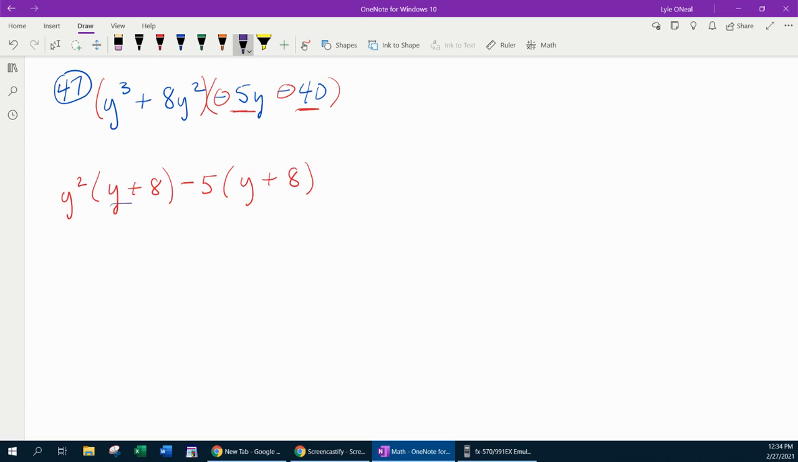It is also critical to notice that the stuff in the parentheses does match. If you are doing factor by grouping and the stuff in the parentheses doesn't match, you either A, screwed it up, or B, it won't factor by grouping. So the next step, no, we're not done. The next step is to look at these 2 terms and now say, what do they have in common? Well, they both have a y plus 8, and those are factors, and we're going to factor that out. So the y plus 8 is going to get factored out, which means that they're going to lose the y plus 8, and I'm going to have left y squared minus 5.